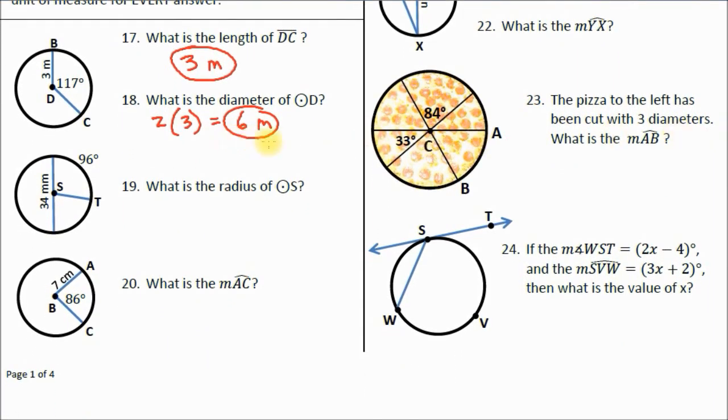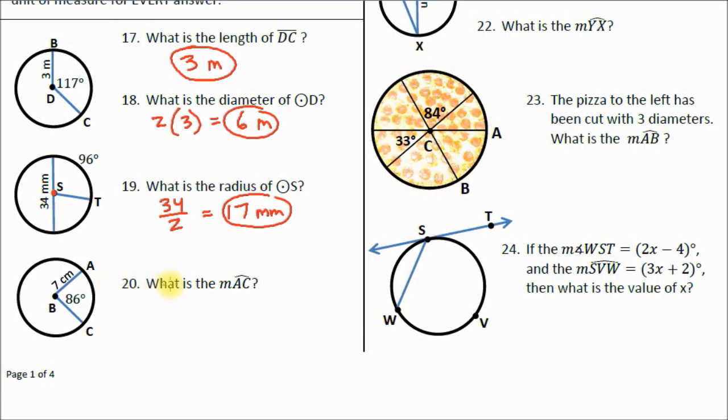Question number 19. What is the radius of circle S? Well, because this measurement is sitting right next to the center of the circle, we know that is a diameter. If you know the diameter, you can find the radius by dividing by 2. So the radius must be 17 millimeters.